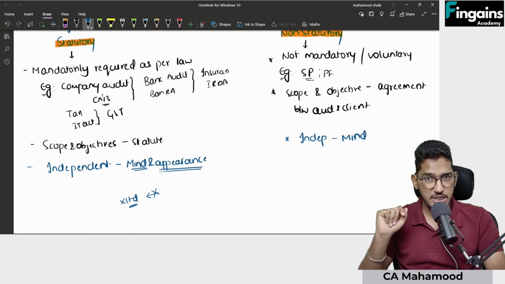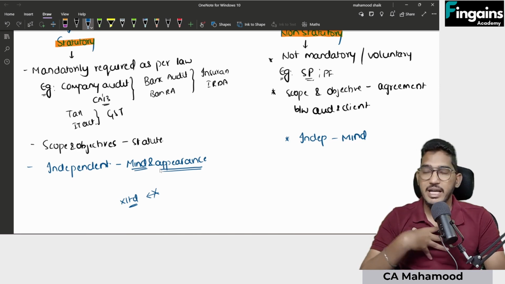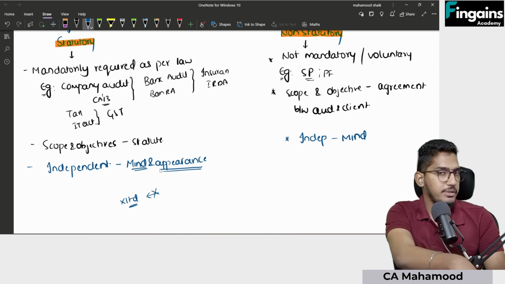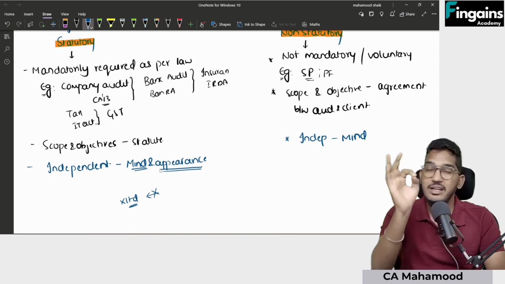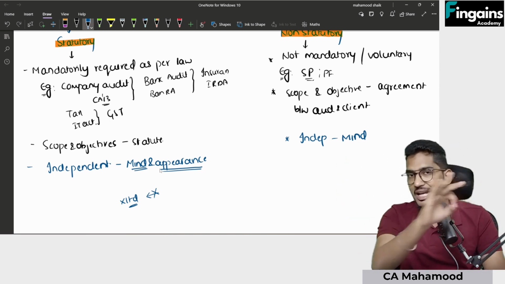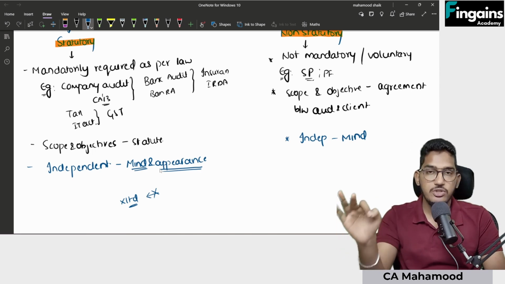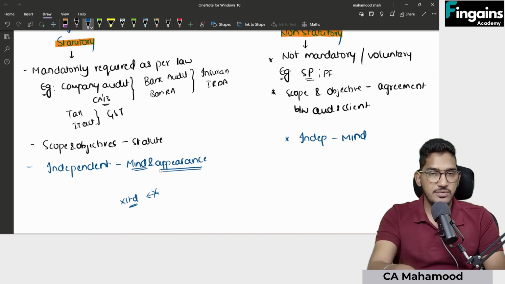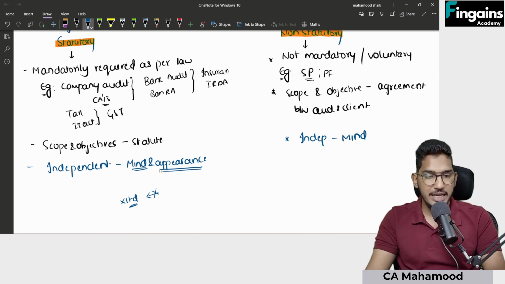Auditor should not have any relationship with this company. A company cannot say, I will appoint my relative as an auditor for doing the audit of the company. No, you can't say. Always an outsider who does not have any kind of relationship should be appointed as auditor in the case of statutory audit. So in the case of statutory audit, the auditor should be independent.